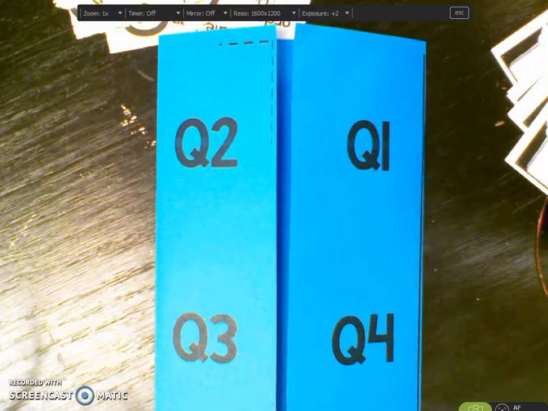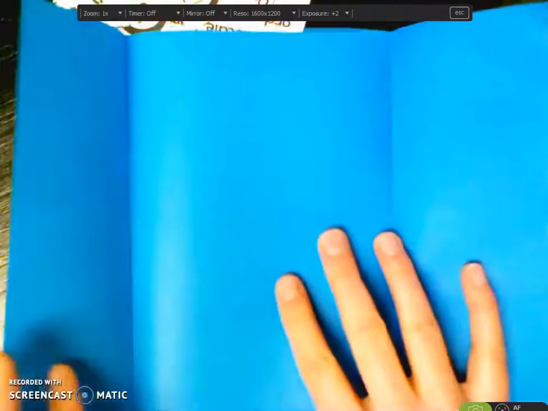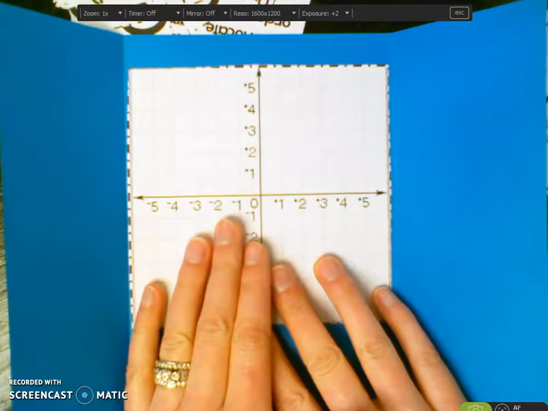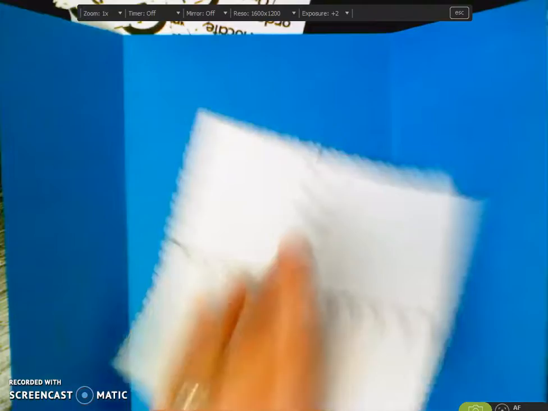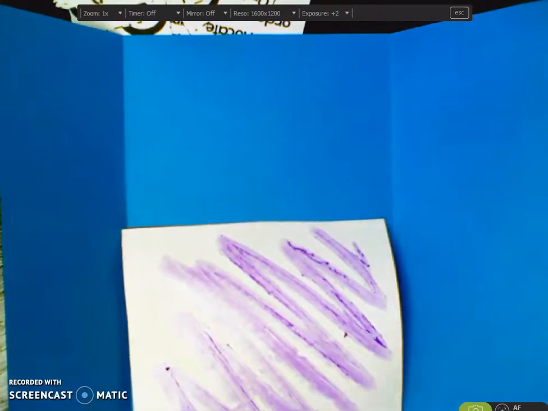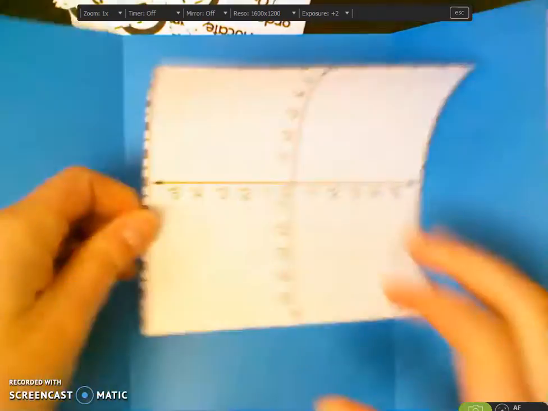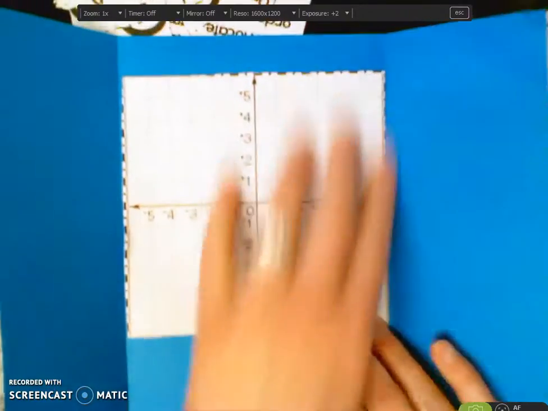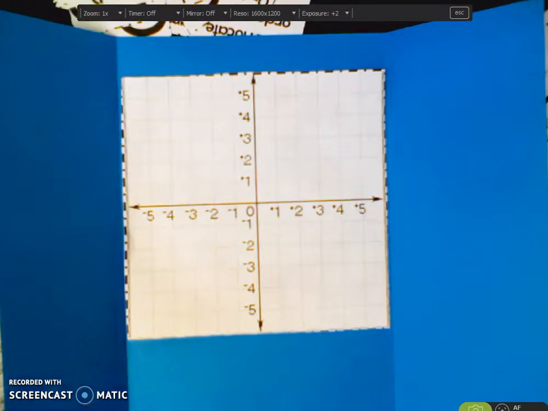So on the inside of your blue, open it up again. This is where we're mostly going to be working. You are going to glue in this graph. You're going to glue it right about here. Here is our graph that we are working with.